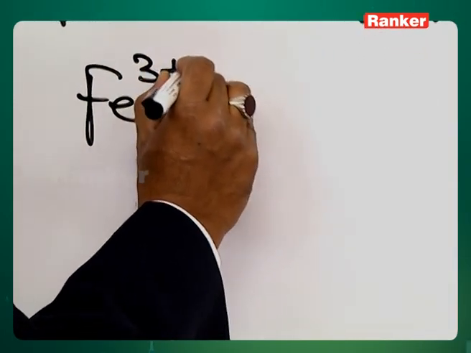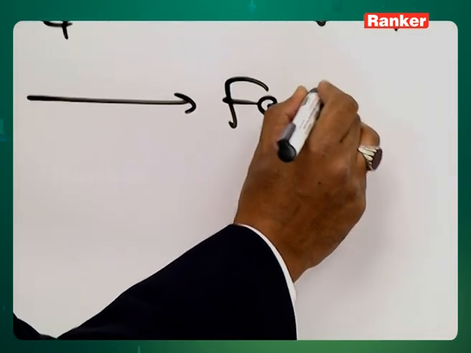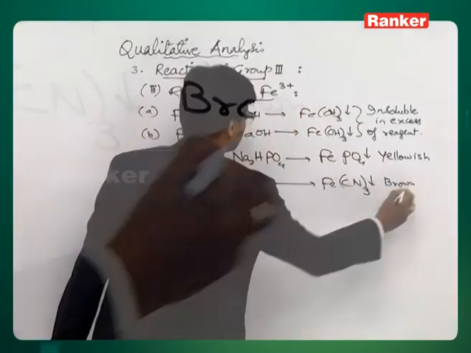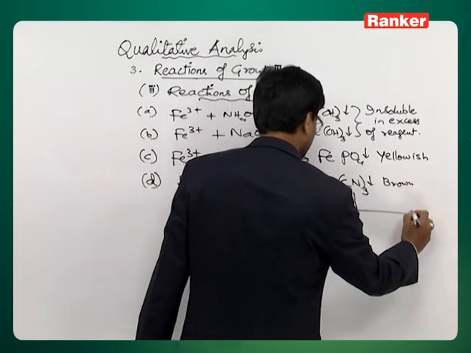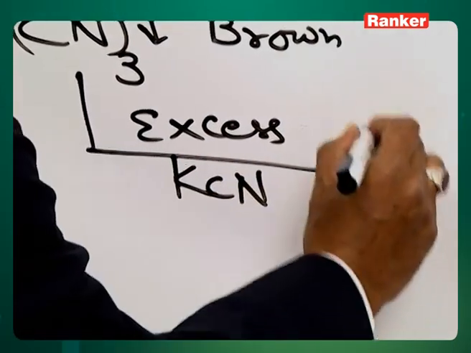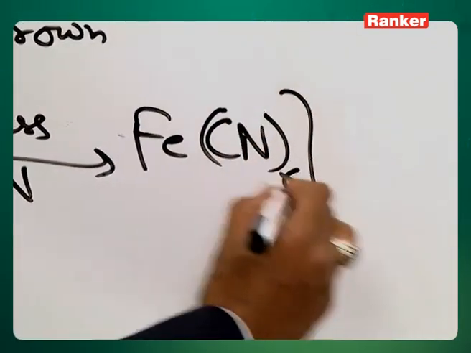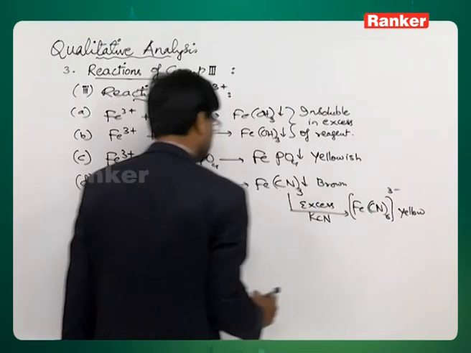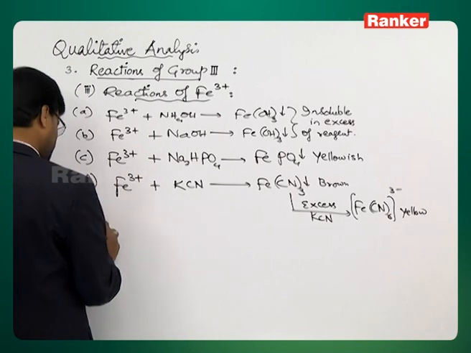Fe3+ with KCN, potassium cyanide, gives Fe(CN)3. This is a brown colored substance, and if you add excess KCN, you get [Fe(CN)6]3-, which is a yellow colored solution. Ferricyanide is formed.